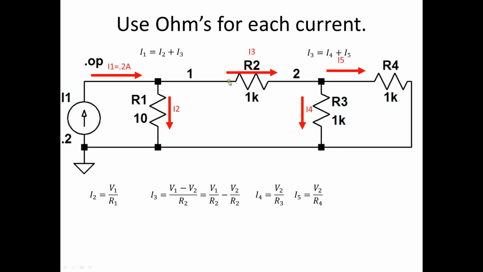Now we use Ohm's law for each branch current. And so I2 is simply V1 divided by R1. I3 is the voltage at node 1 minus the voltage at node 2 divided by R2. And I break it out here for something later. I4, it's V2 divided by R3, and I5 is V2 divided by R4.